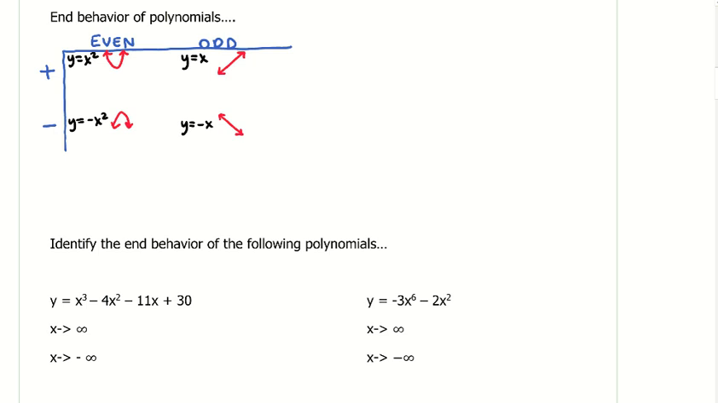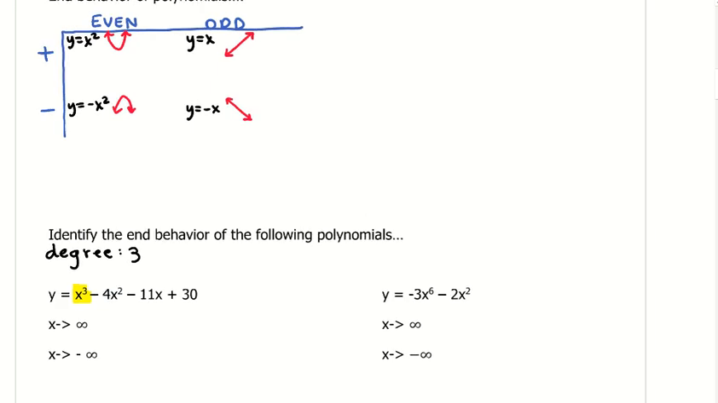All right, so for these polynomials, we've got ourselves over here, y equals x to the third minus 4x squared minus 11x plus 3. So you go in and you look for the highest power of x you can find, and that would be right here, x to the third. And really it's 1x to the third. So it's degree 3, and the leading coefficient is 1. 3 is an odd number, so it's an odd degree polynomial. 1 is a positive number, a positive leading coefficient. So we're thinking y equals x.